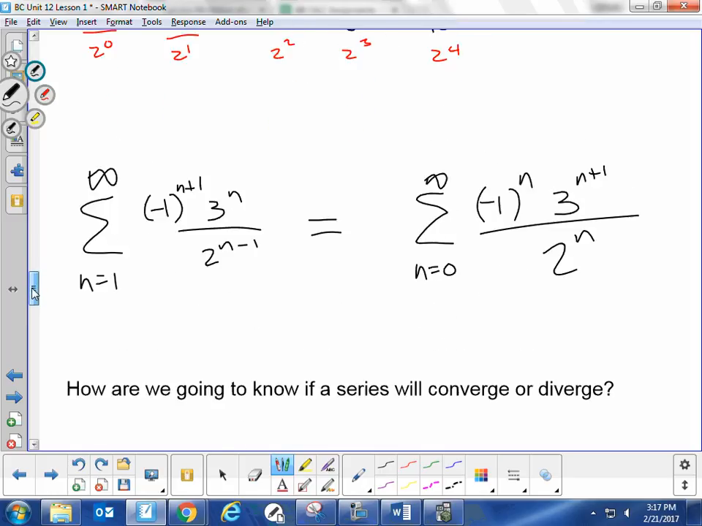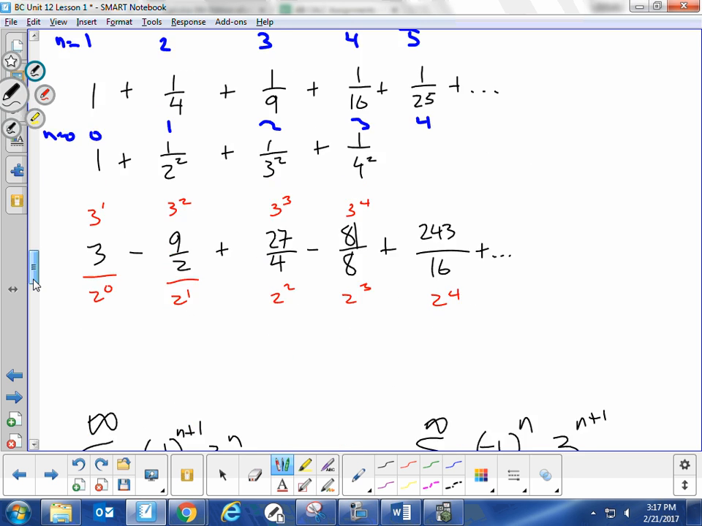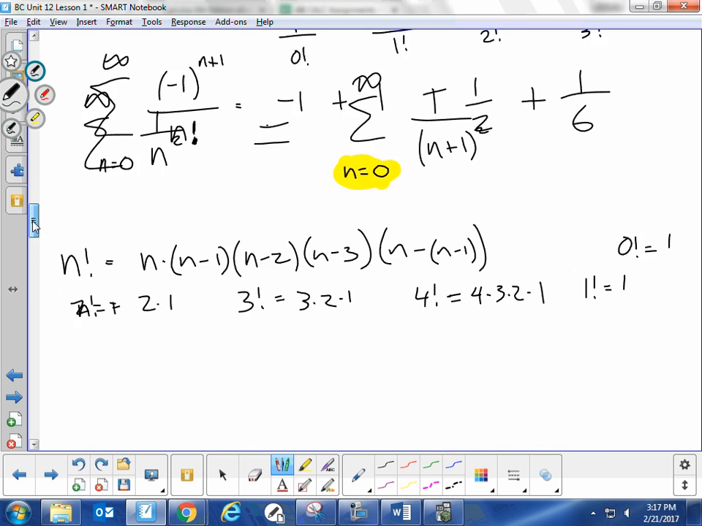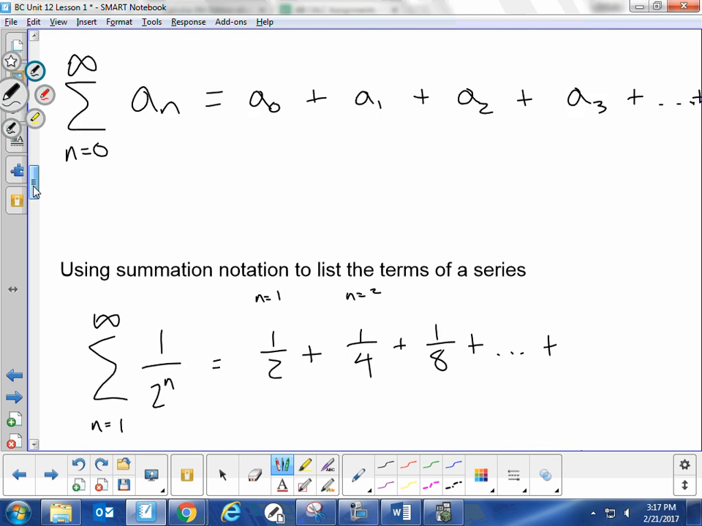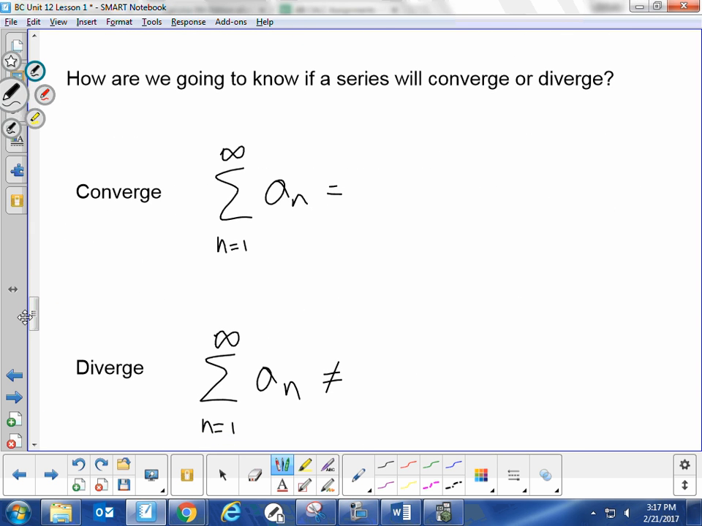later in this lesson. And so we now know how to take a series, write it in summation notation. We know if we have summation notation, how we can write stuff out. Here's the question. How are we going to know if a series is going to converge or diverge? A series is going to converge if the sum will end up equaling a constant. The series will diverge if the sum does not equal a constant. How do I know when it equals a constant or when it doesn't equal a constant?